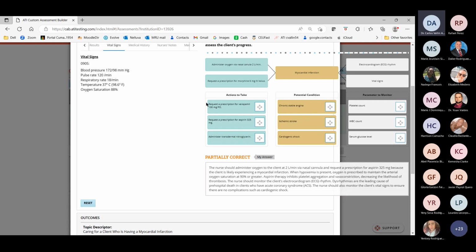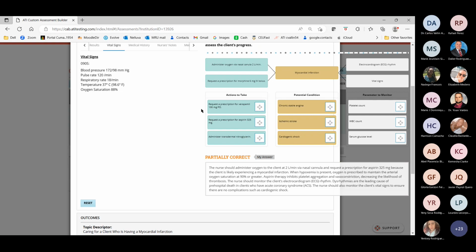They cannot ignore that the patient needs morphine because it's in the protocol, especially this patient who is having pain 6/10 and is not receiving nitroglycerin because it's contraindicated. They say that when hypoxemia is present, oxygen is prescribed to maintain the arterial oxygen saturation at 90 or greater. Aspirin therapy inhibits platelet aggregation and vasoconstriction, decreasing the likelihood of thrombosis. The nurse must monitor the client's EKG rhythm. That is right. Dysrhythmia is the leading cause of pre-hospital and intra-hospital death in clients who have acute coronary syndrome. The nurse should also monitor the client's vital signs to ensure there is no complication such as cardiogenic shock.